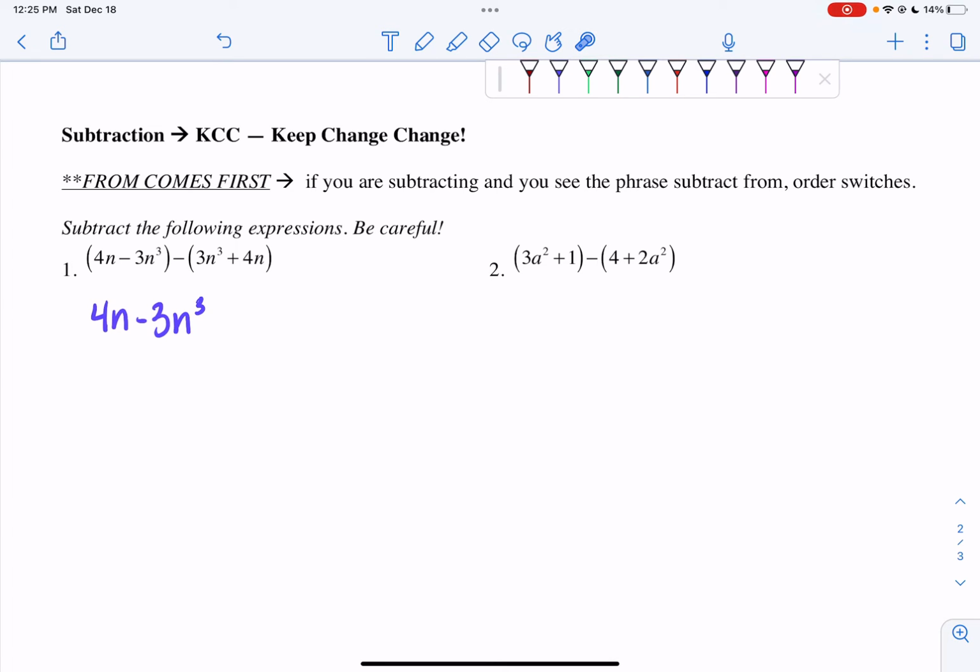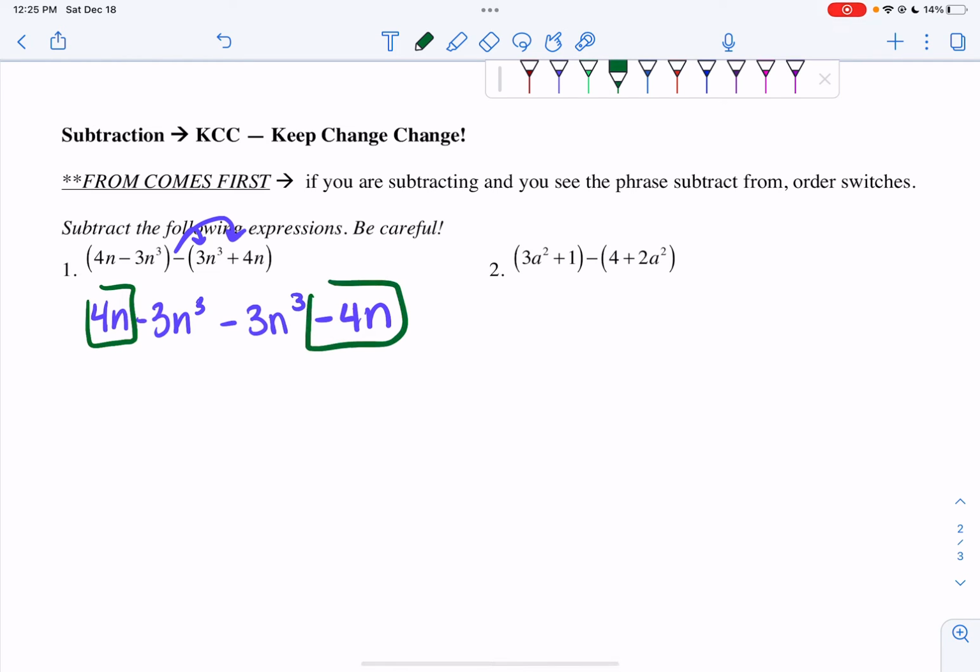Now, I'm going to change everything. So I have this minus, and I'm basically distributing this minus to each term on the inside of that parenthesis. So this positive 3n to the third becomes a minus 3n to the third. This plus 4n becomes a minus 4n. Combine your like terms. What's 4n minus 4n? Well, that's 0n, or you can just say they cancel each other out.